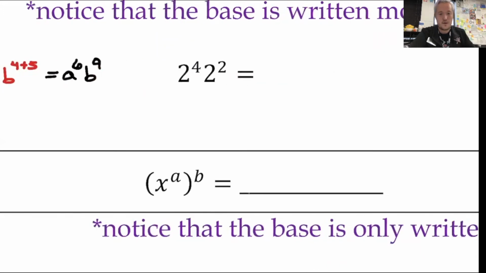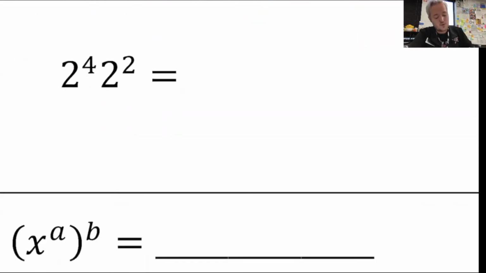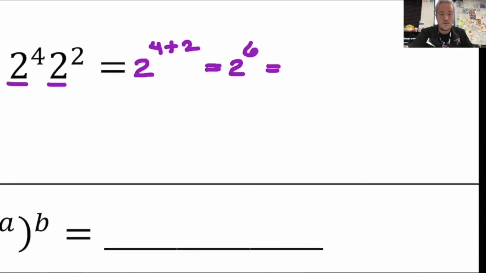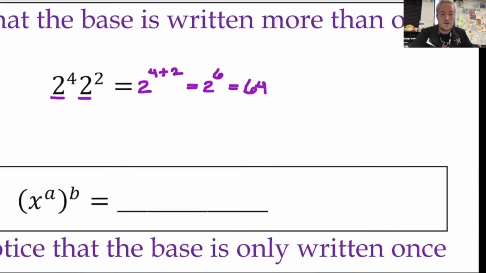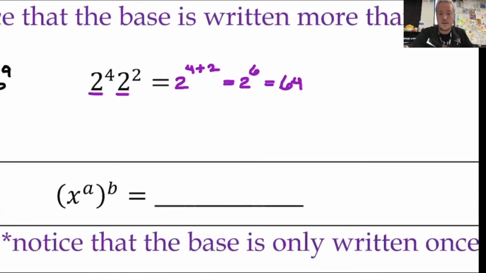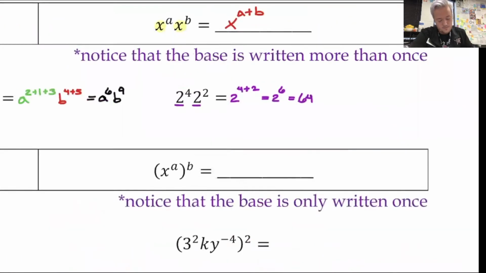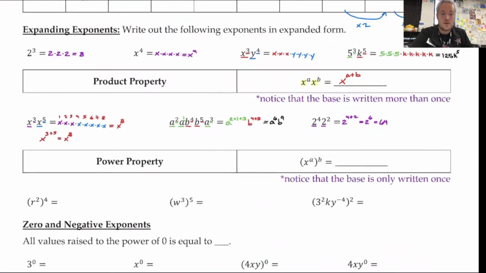All right, now looking at this next one, we have 2 to the fourth times 2 squared. So we have the same base, so I can just add both of these together. So I'm going to have 2 to the 4 plus 2, which is 2 to the 6th power. Is that 64? Yep. All right. So if you multiply 2 by itself 6 times, you should get 64. So 2, 4, 8, 16, 32, 64. All right, so that is with product property.